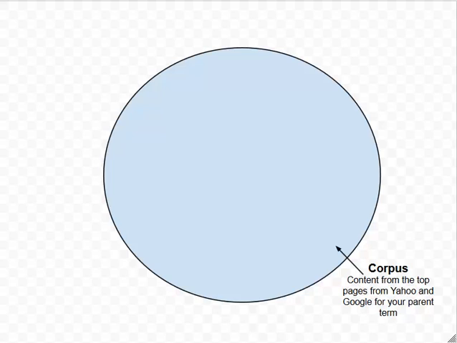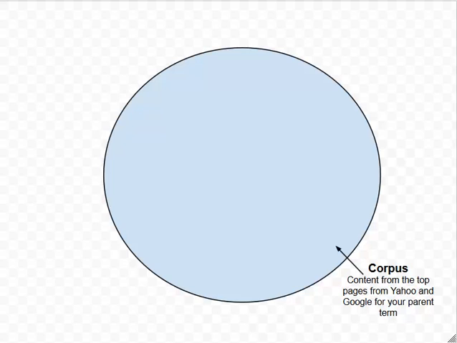So what we did with our corpus is we collect all of the pages from the top 100 results in Yahoo and the top 100 results in Google. We take all of that content and we make the corpus out of that. So now the corpus is very specific to your seed term, and the other keywords pop a whole lot more. The distinction between those keywords gets a whole lot bigger.